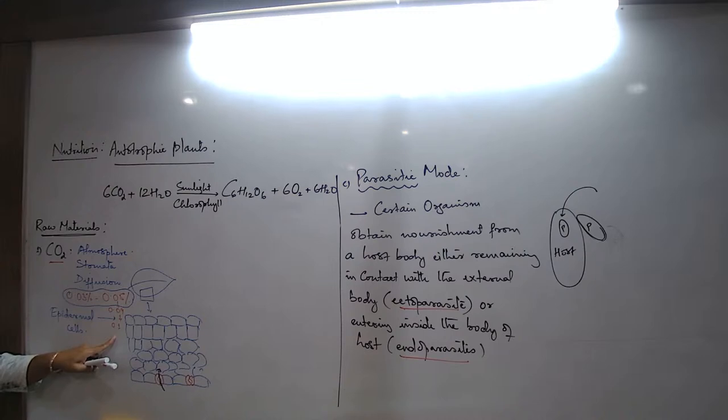The guard cells will start closing down. So diffusion will not happen. And if no diffusion, the cells are running short of carbon dioxide and hence a lower rate of photosynthesis. I'll give you certain questions later. So this is one property that you understand.